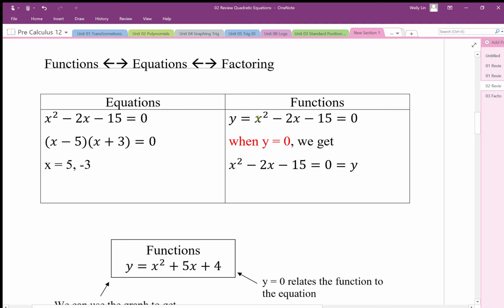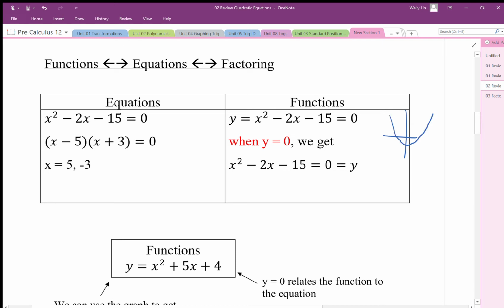We could have the exact same equation here, but in function form, it's equal to y. So this is a graph. Here is a graph. This is an equation we solve for x. Here, when I see this, I need to draw a picture. Okay, so this one here is going to give me a picture that looks kind of like this.